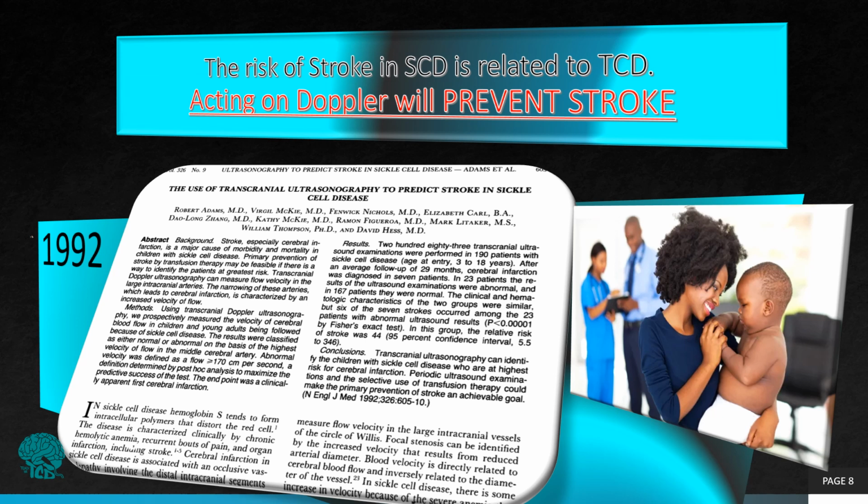Now, the STOP1 trial was the first randomized controlled trial of regular transfusions in sickle cell disease for any indication. It was the first randomized controlled trial based on transcranial Doppler. And it was the first randomized controlled trial for stroke prevention in children for any indication.